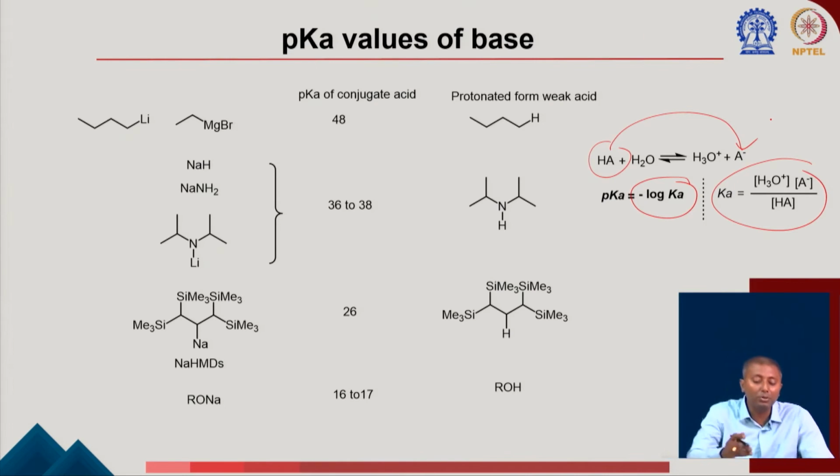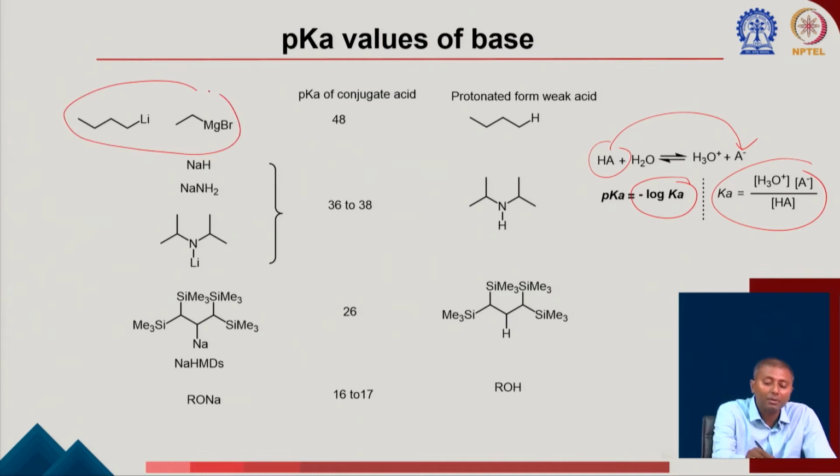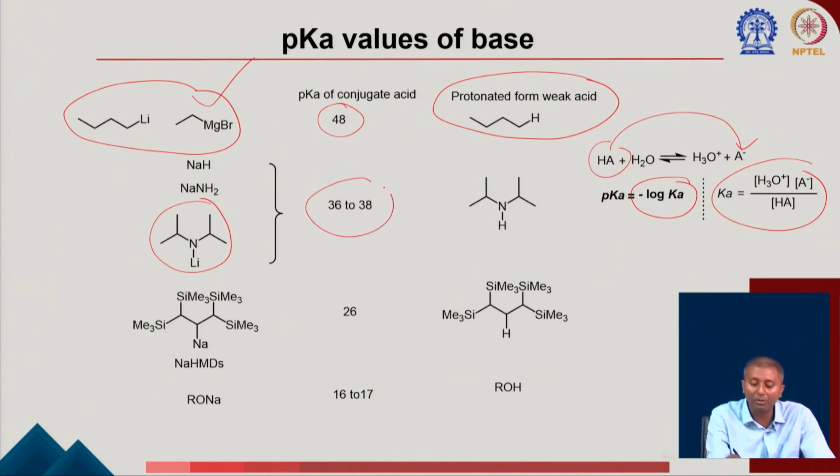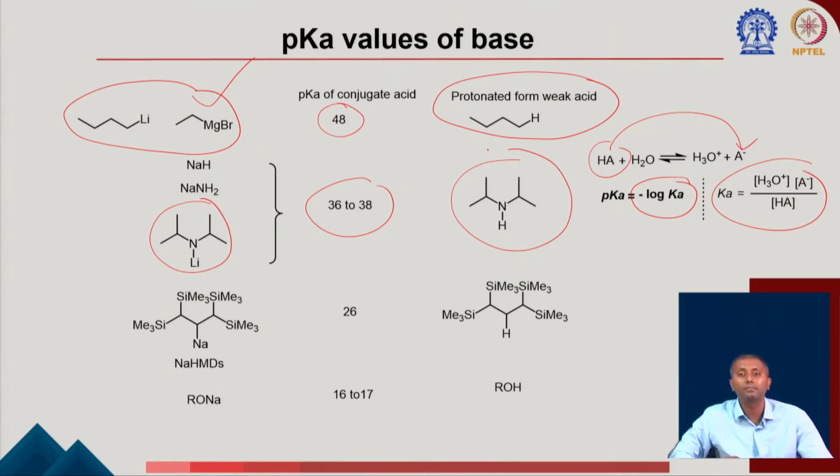Like butyllithium, which is a very strong base. Its corresponding protonated acid, butane, is a very weak acid, so it has a pKa of 48. So you can understand it is a very weak acid, which means the conjugate base will be very strong. Similarly, there is LDA, a very common base we have seen, which again has a pKa of 38 because the protonated form is a weak acid. Again for NaHMDS, and for alkoxide, which has a pKa around 16.